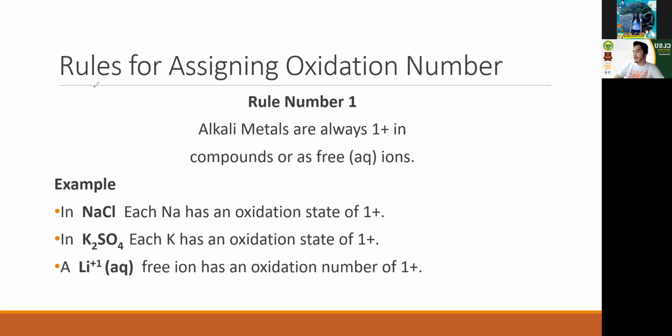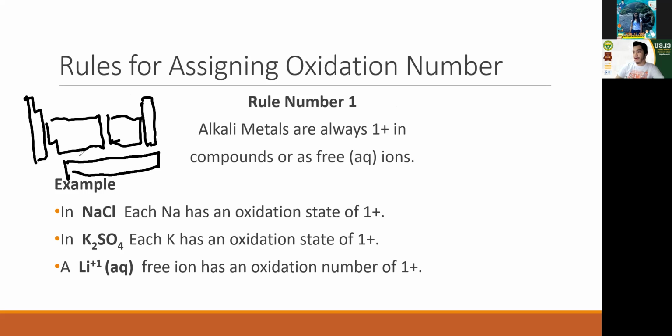On the periodic table, it looks like this. Group 1: alkali metals, except hydrogen. Later, hydrogen will have its own rules. So, alkali metals are always +1. That means sodium, potassium, lithium, rubidium, cesium, francium. These always have +1.